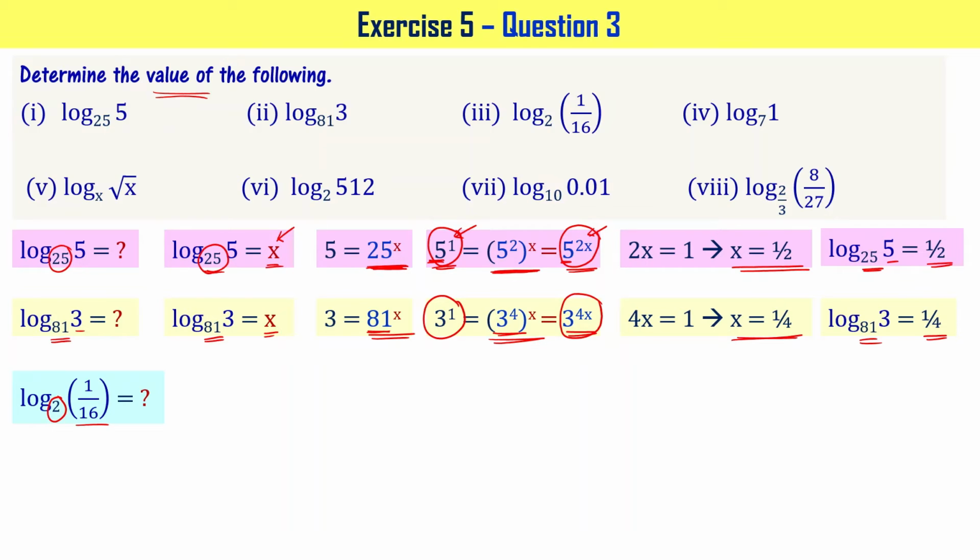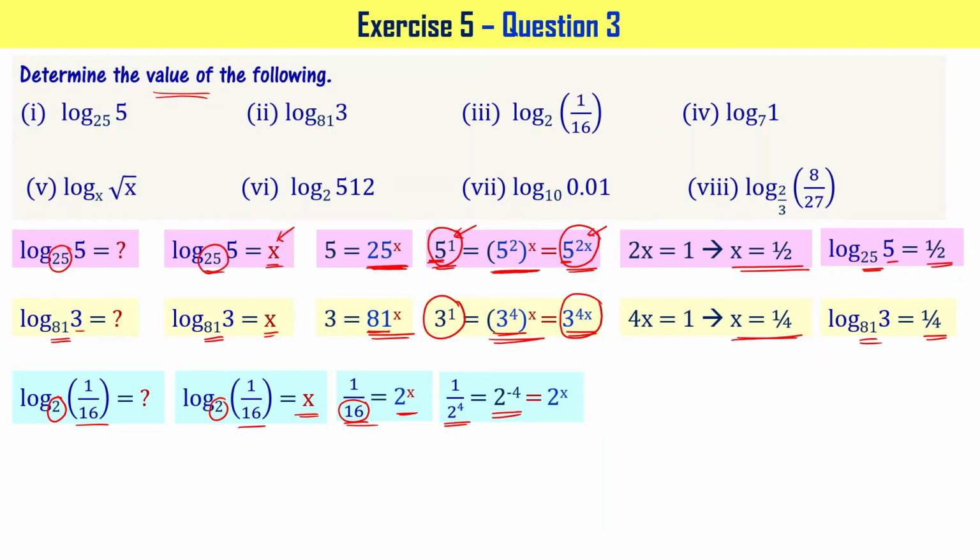We want to find its value. Let me assume that log of 1 by 16 to the base 2 is x. Let me write this in the exponential form. When I do that, it is going to be 1 by 16 equals 2 power x, right? We know 16 can be written as 2 power 4. It means 1 by 16 is going to be 1 by 2 power 4, that can be written as 2 power minus 4. That is equal to 2 power x.